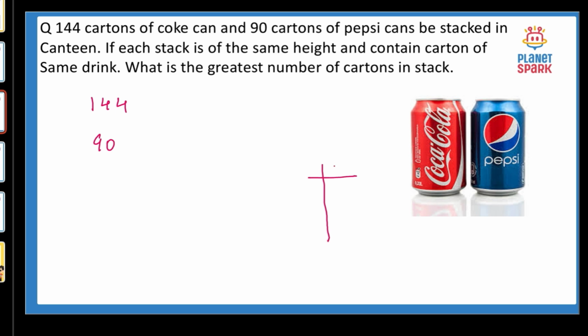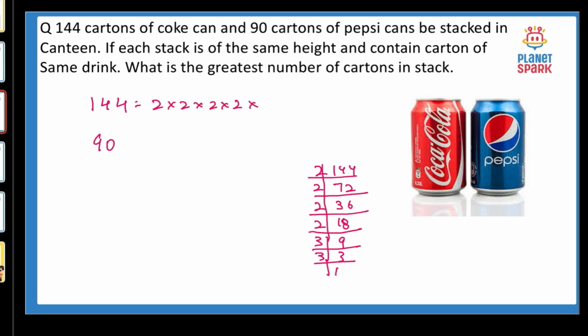So let's find the factors of 144. 144 is divisible by 2. We divide it by 2 and get 72. Again dividing by 2 we get 36. 36 divided by 2 gives us 18. 18 divided by 2 is 9. 9 is divisible by 3, we get 3, and 3 divided by 3 is 1. So 144 is equal to 2 into 2 into 2 into 2 into 3 into 3. 2 is coming 4 times and 3 is coming 2 times.